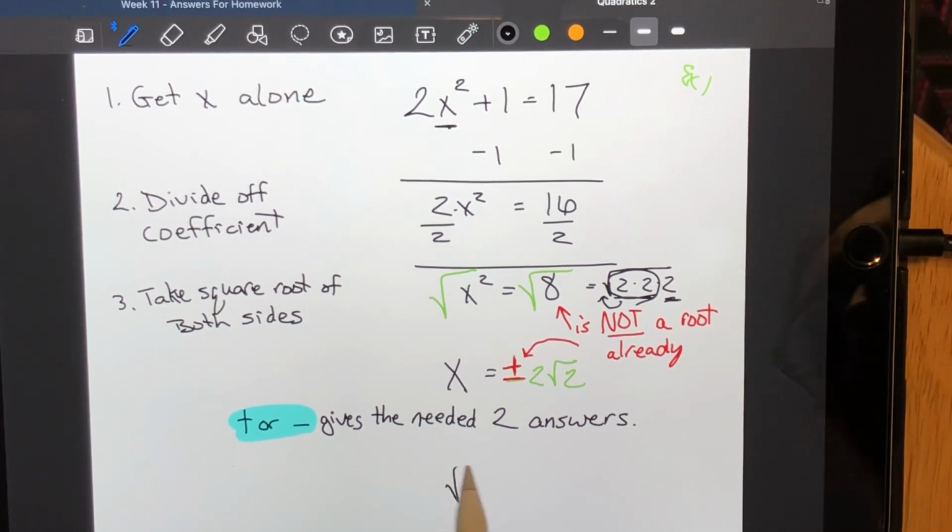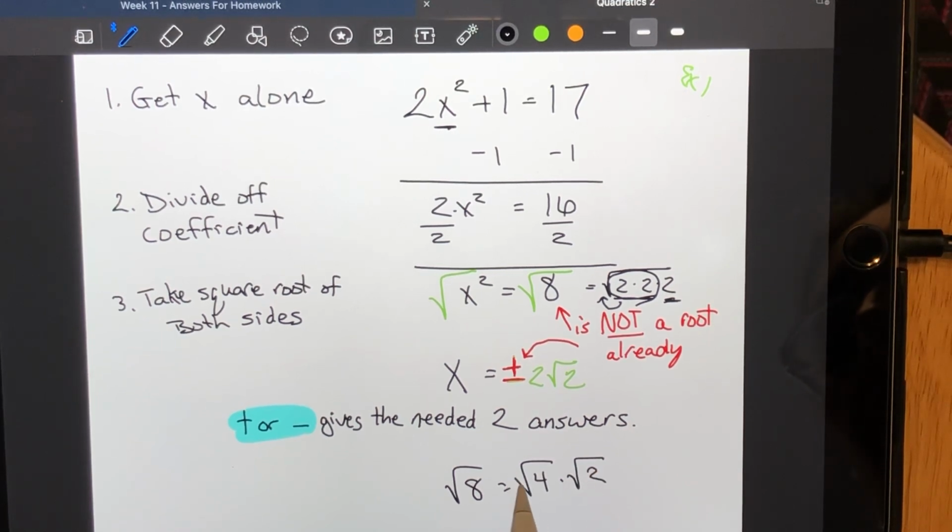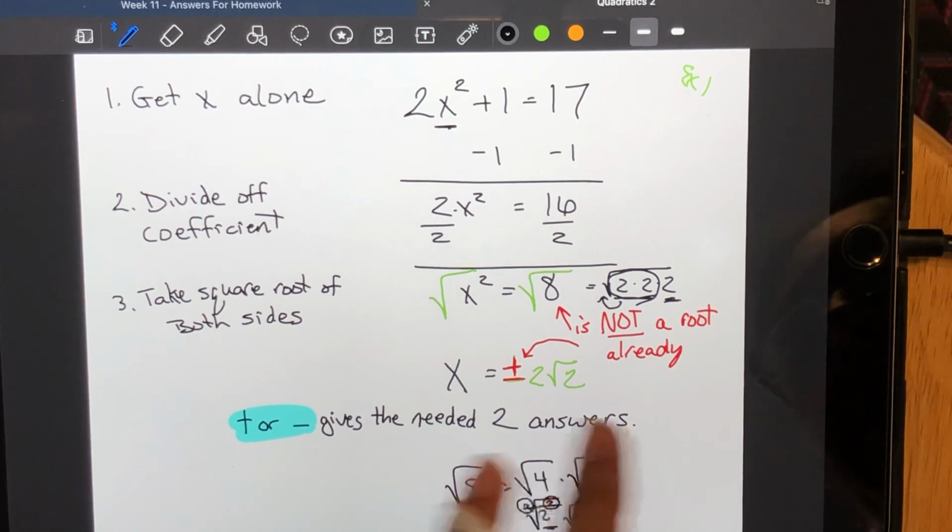Another way that we could have done the square root of 8 is we could have divided it up into the square root of 4 times the square root of 2. The square root of 4 is 2 squared. So that gets us to the need to have 2, my exponent and my root match, and I simply have that 2. And then I have the square root of 2 left over in that case.